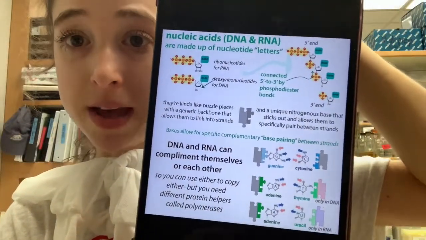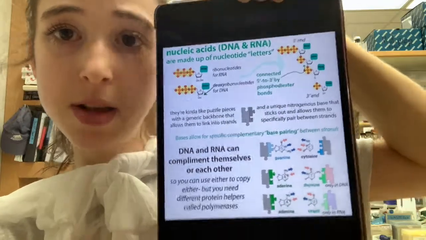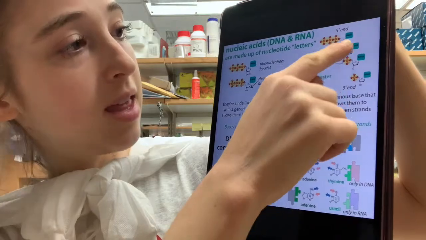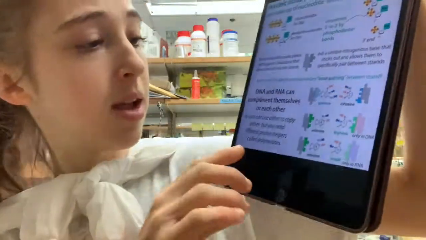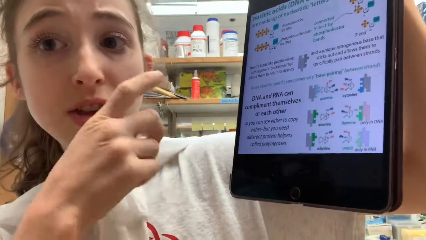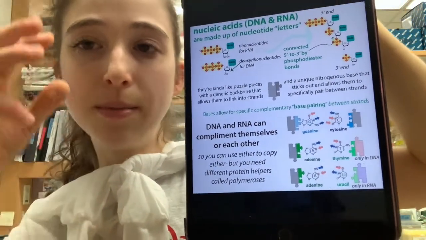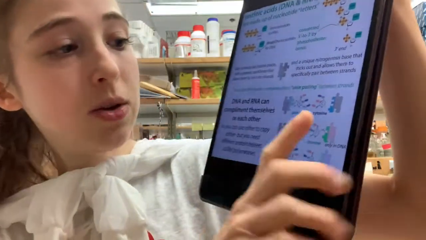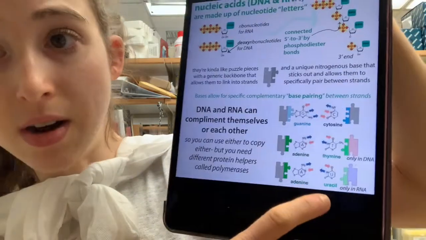Okay, so now getting back to what we're copying. Remember I said that DNA and RNA are really similar. They both have the same phosphodiester backbone, and they have these bases that stick out. The bases are the unique parts. There are 4 letters: A, T, C, and G for DNA, A, U, C, and G for RNA. The importance of these letters is that they form specific complementary base pairs. G pairs with C, A pairs with T, and A pairs with U in RNA.